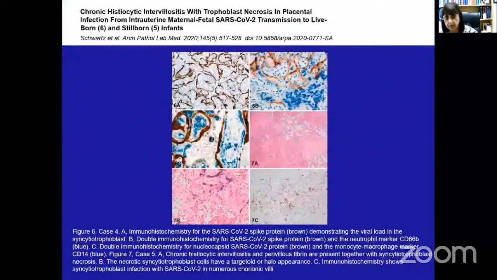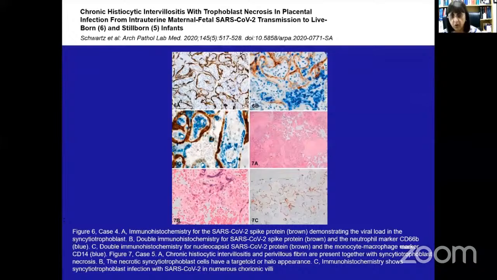Now there are 2 studies that have specifically looked at the placenta in babies with documented SARS-CoV-2 positivity. The first study was done on 11 patients and was published in 2020. There were 6 liveborns and 5 stillborns. And they looked at the histology. They looked for staining for spike protein, for inflammatory cells, and for fibrin.